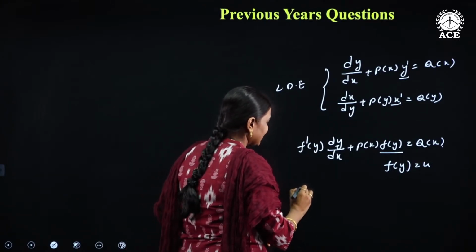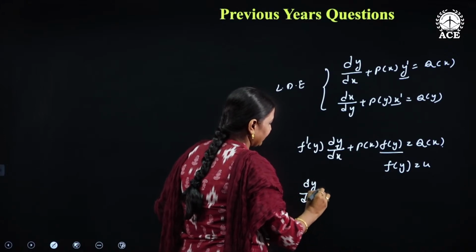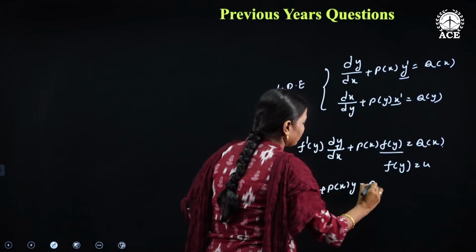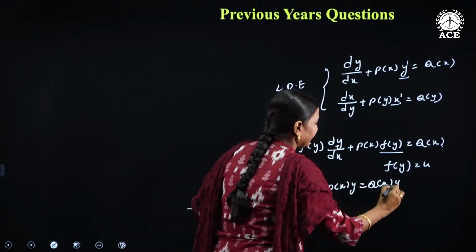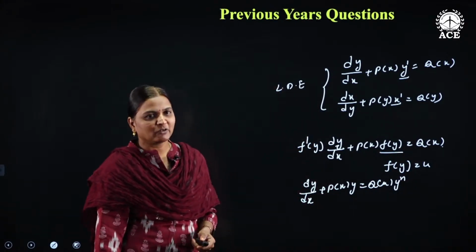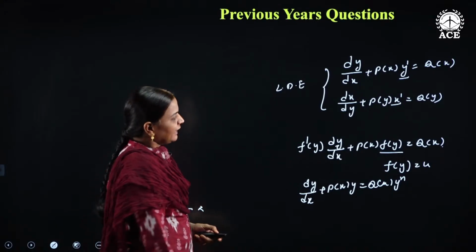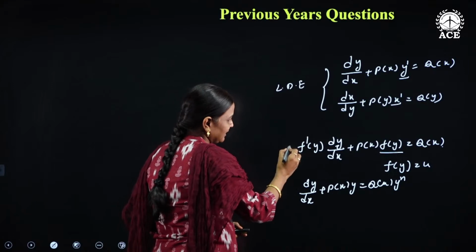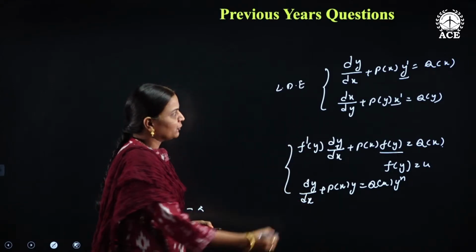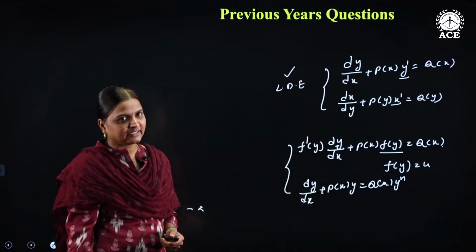What is Bernoulli's equation? A differential equation of the form dy by dx plus p of x into y is equal to q of x into another term, a power of y, y power n. Such a type of differential equation is called Bernoulli's equation. If you know how to reduce these two equations into linear differential equation form, then it is very easy to solve the differential equation.